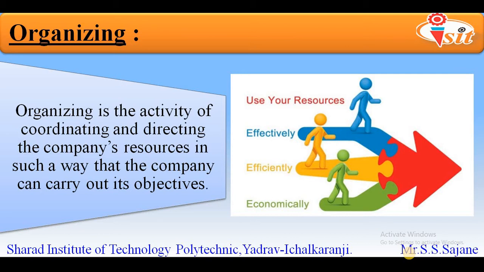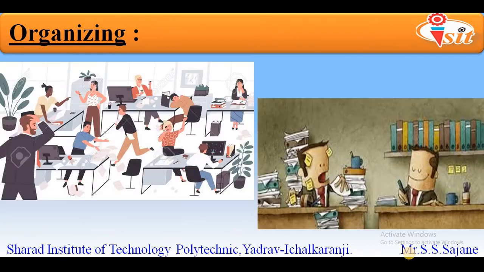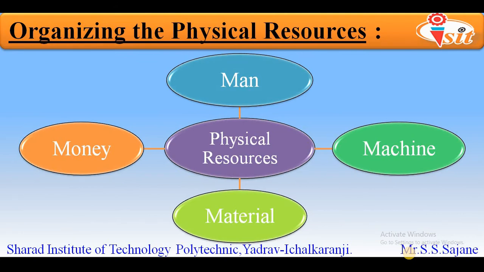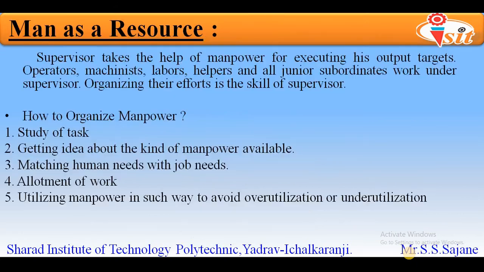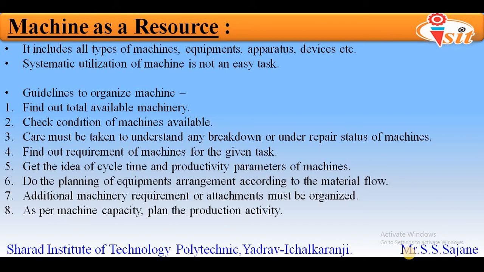After this, we saw what are the physical resources and how to organize them. We discussed all the resources one by one, starting with man as a resource. In that we saw how to organize this manpower. We also studied what are the steps included for organizing the manpower. Then we studied the machine as a resource, also the steps for utilizing the machine in the best possible way.